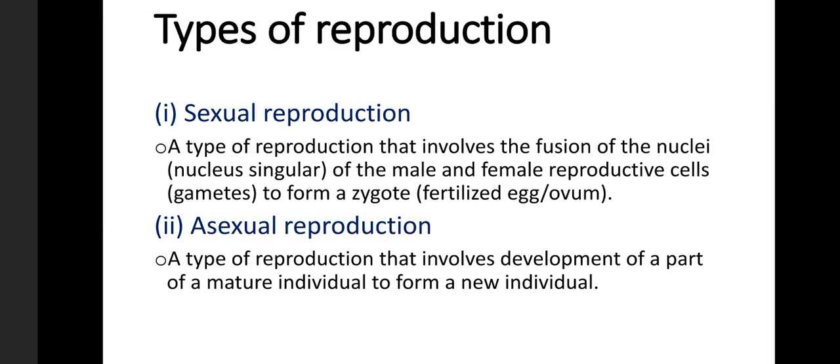Sexual reproduction is a type of reproduction that normally involves the fusion of the nuclei of the male and female reproductive cells that we normally call gametes to form a single cell that we normally call zygote. Asexual reproduction, on the other hand, is a type of reproduction that normally involves the development of a part of a mature individual to form a new individual that in many cases is similar to the parent individual.